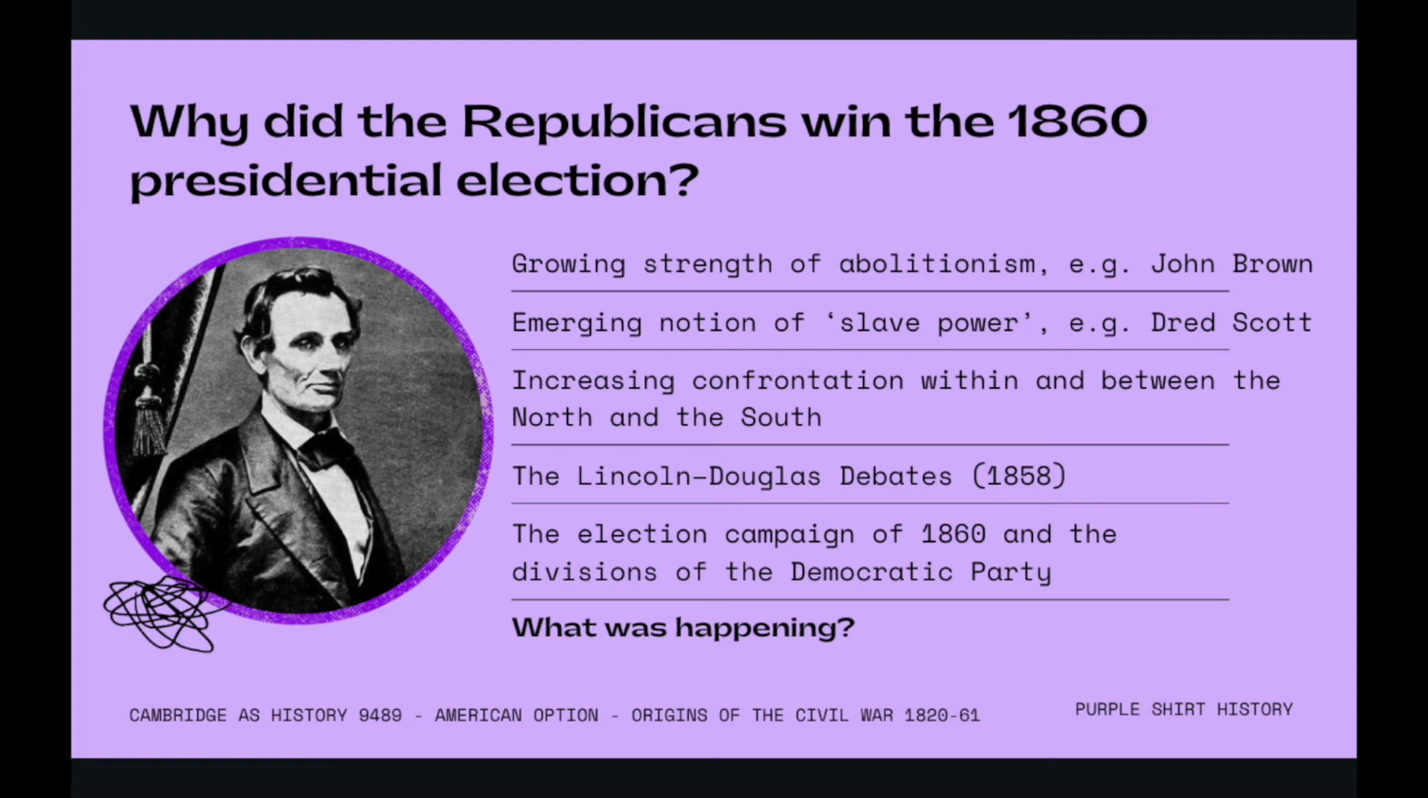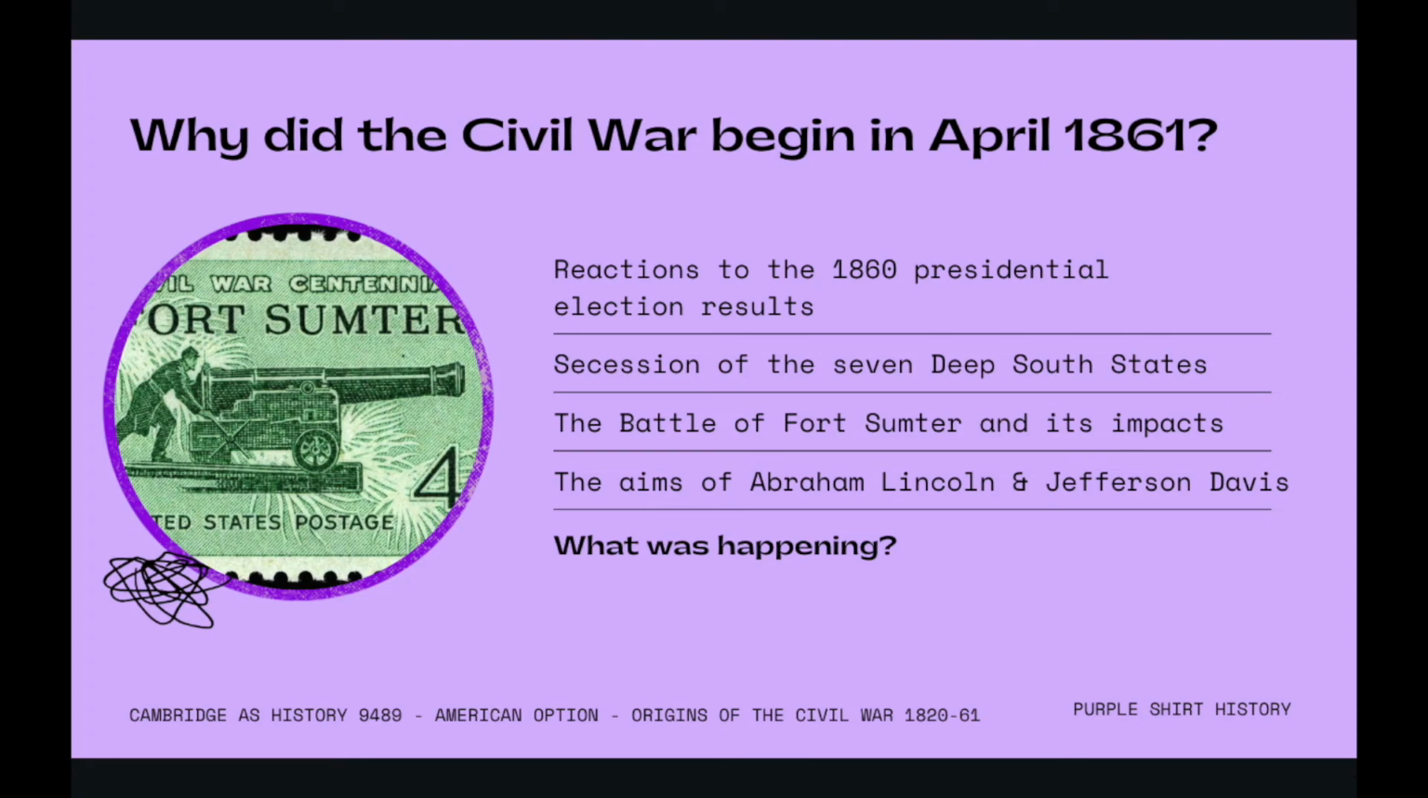The election campaign of 1860 and the divisions of the Democratic Party, as stated, with Douglas and Breckinridge splitting the vote. Why did the Democrats split the vote? Well, obviously it was because of slavery and because of different opinions towards what the policy should be. They couldn't have a unified ticket, they couldn't have a unified candidate, and that led to the split of the Democratic Party.